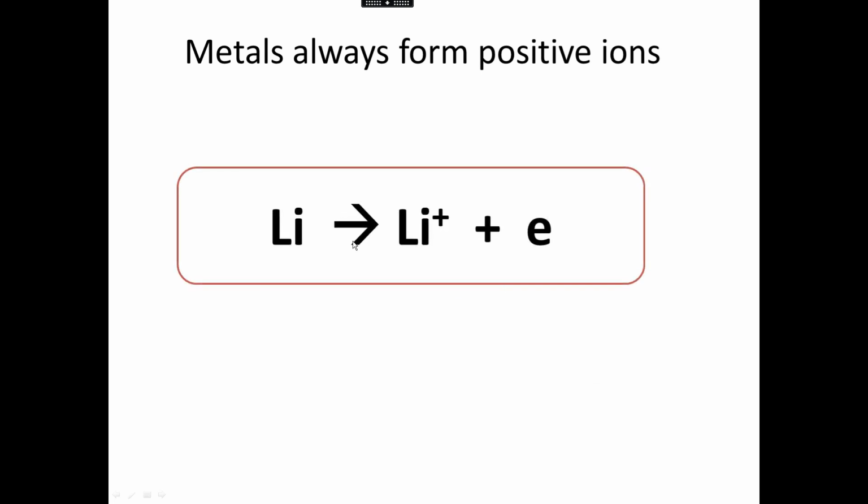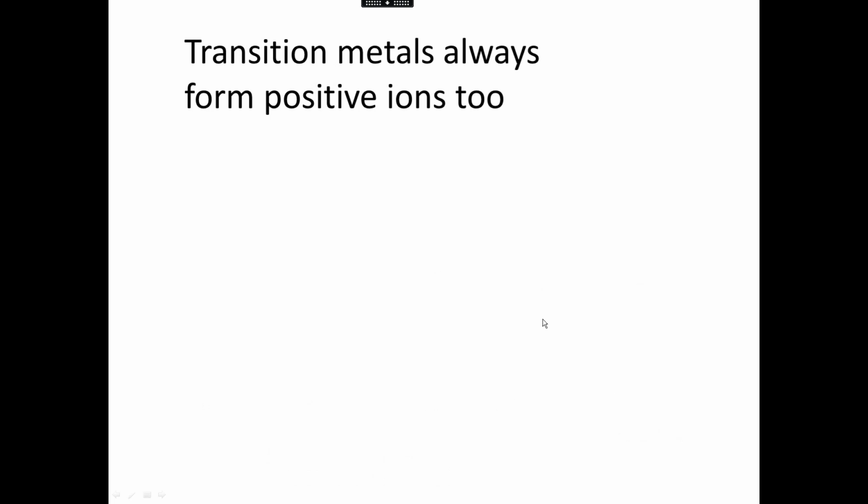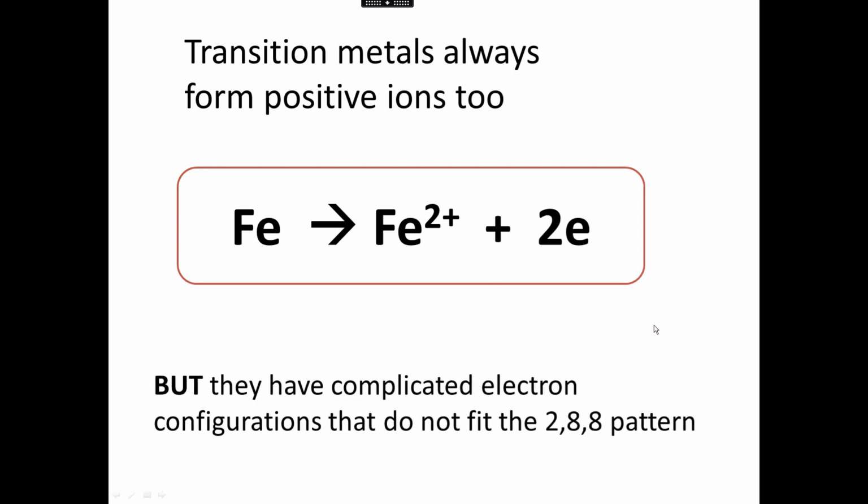We saw that last time with the alkali metals like lithium. So they lose the electrons in their outer orbits to form a positive ion. Transition metals do something very similar. They always form positive ions, like iron can form iron 2+ by losing 2 electrons. Right, but they have much more complicated electron configurations. Their electron structure doesn't always fit the 2, 8, 8 pattern. And we don't learn about that at GCSE, it's more of an A-level thing.